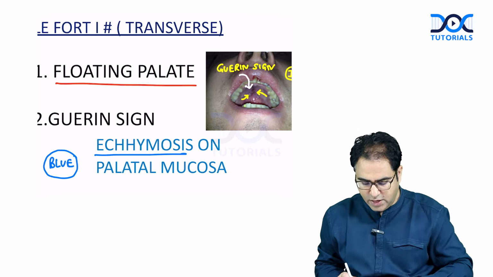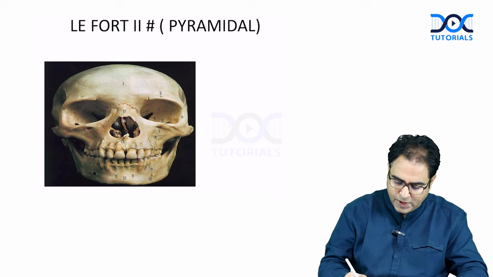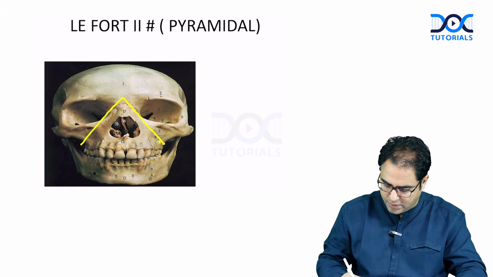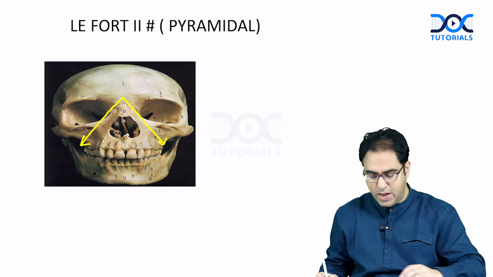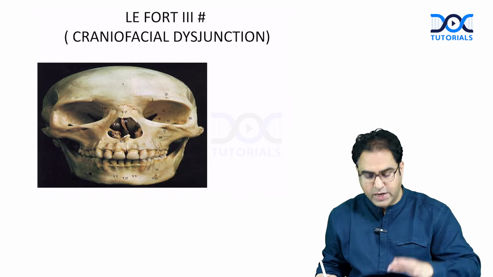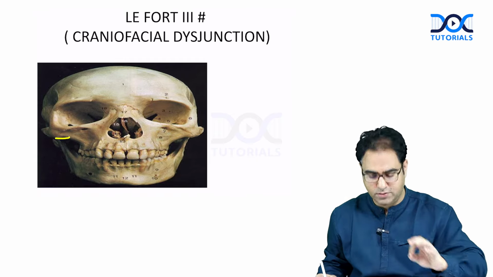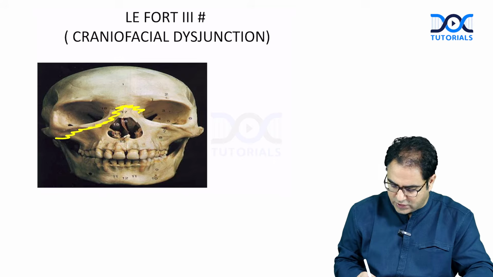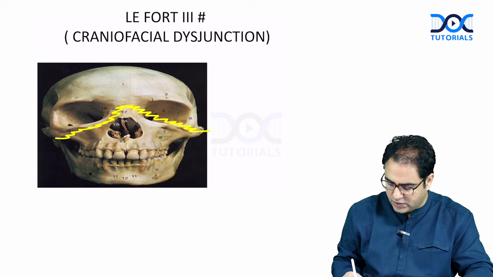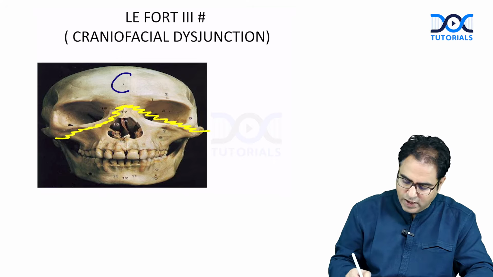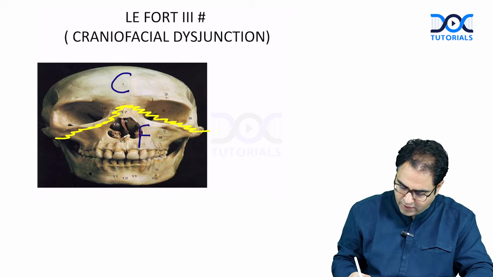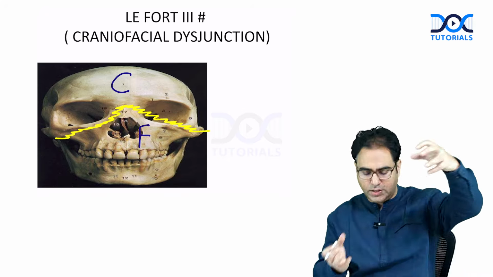Guerin sign. LeFort 2, I told you, it's a pyramidal fracture. LeFort 2 is a pyramidal fracture like this. And LeFort 3 is craniofacial disjunction. Please see, very dangerous fracture. Craniofacial disjunction means cranium, the cap of skull, and the face got separated from each other.